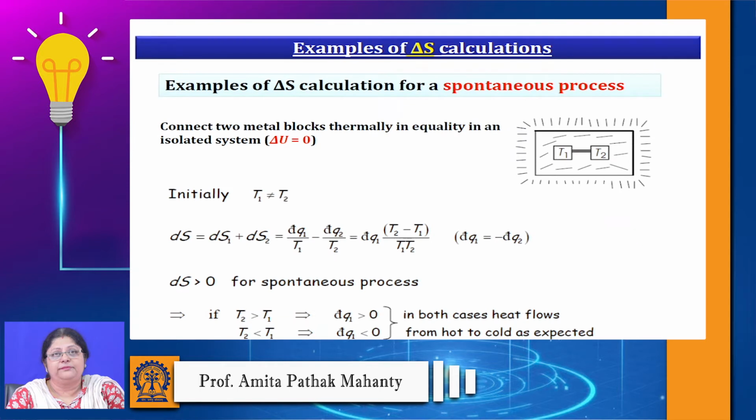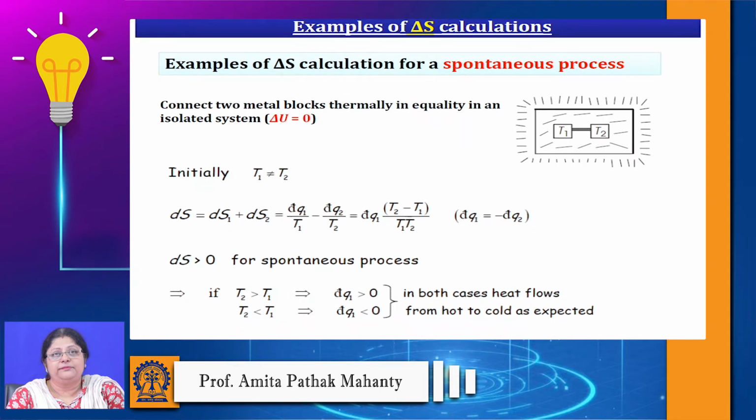Now I'm going to do an example. This is also done when we are talking about a spontaneous change. If you have two boxes of metal connected thermally to each other, so that they are supposed to equilibrate and reach an equal temperature, and they are enclosed in an isolated system, then initially we have temperature T1 not equal to T2. Now the total change in entropy will be the entropy change of box 1 plus the change in entropy of box 2. This we have done in some form in the beginning of the entropy lectures.